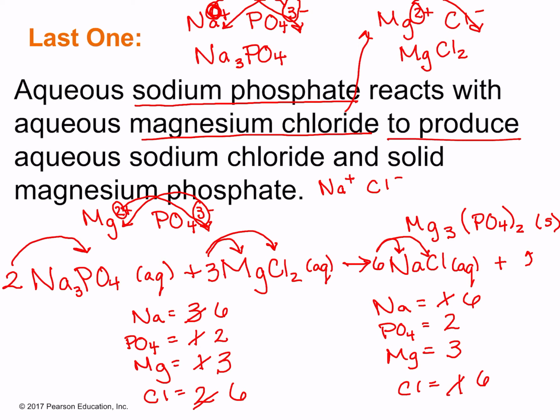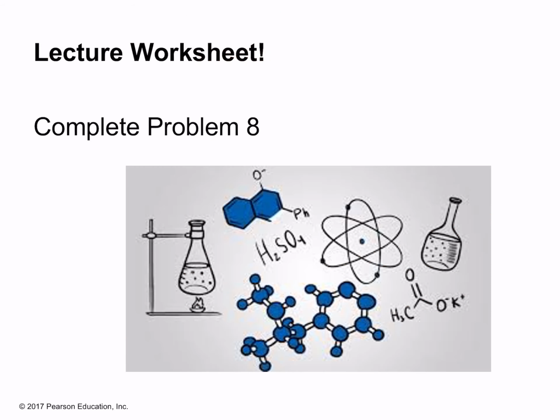So like I said, this is about as hard as I can make these problems, where you have to make ionic compounds and write them out and balance it. This is the toughest problem that you could possibly find. What I'd like you to do now is pause and work on lecture problem number 8, but this is the end of chapter 8.